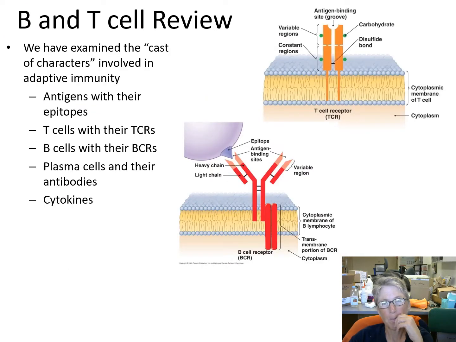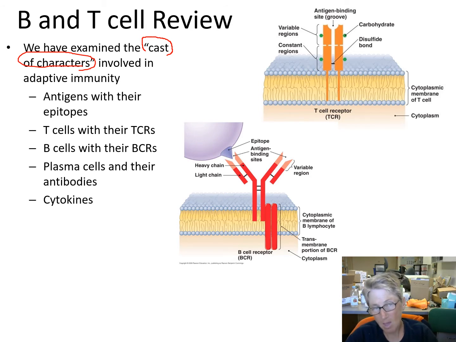So this is just a B and T cell review. So this is in your book. This is kind of funny, so I put it in here. We have examined the cast of characters. So the immune system is like this complicated play, and we have to look at the cast of characters in the immune system. And the characters aren't always cells, they're just things. It could be molecules or cells.